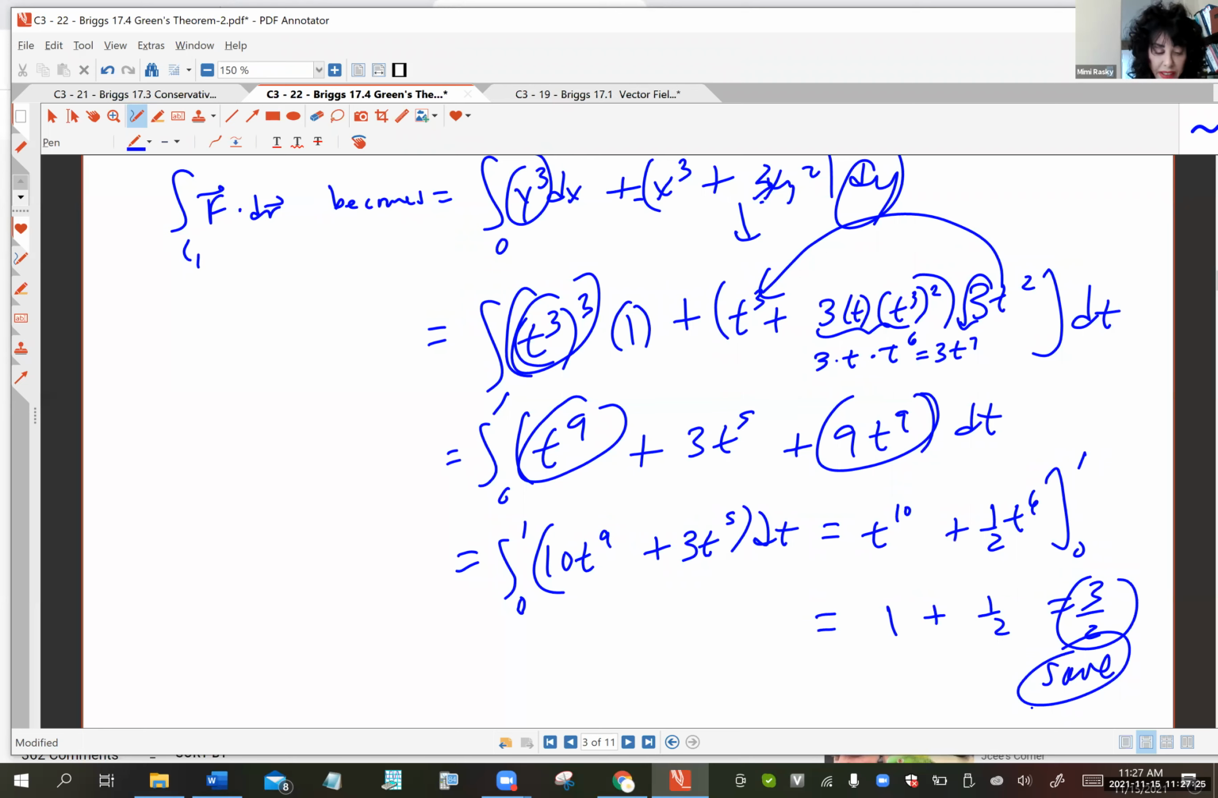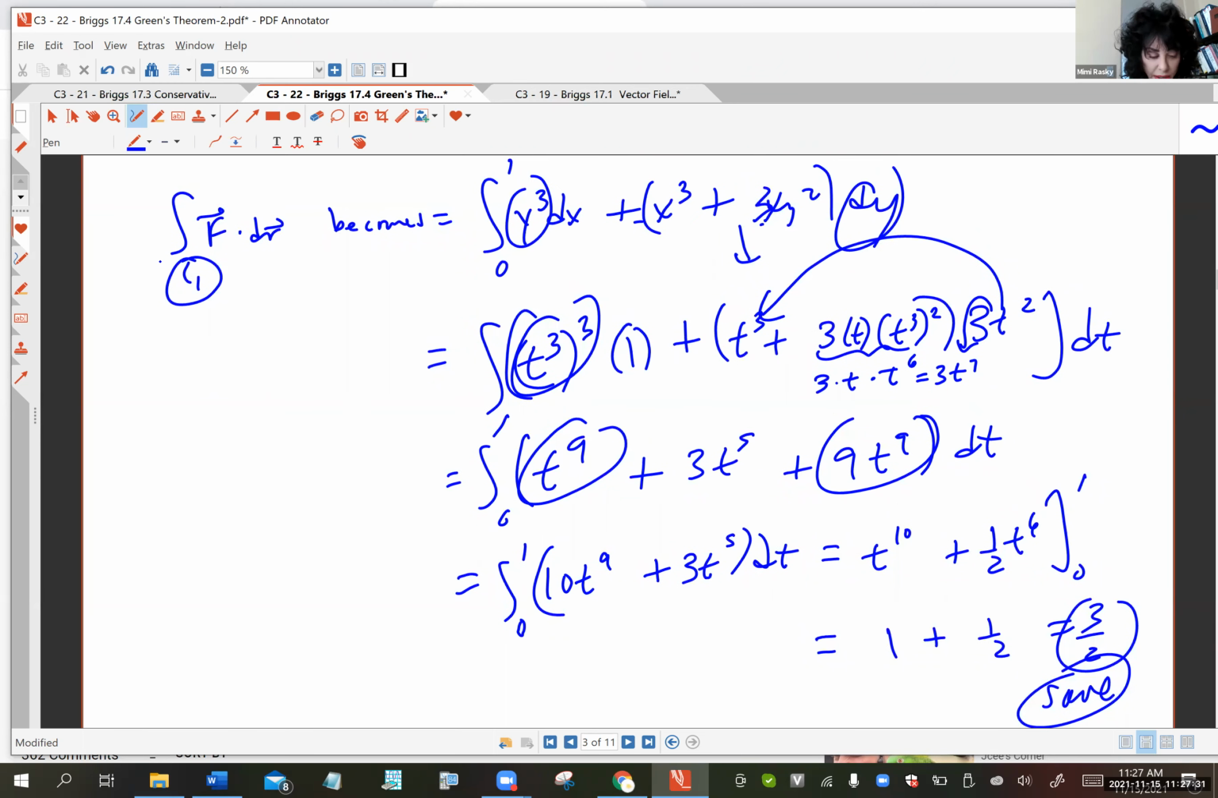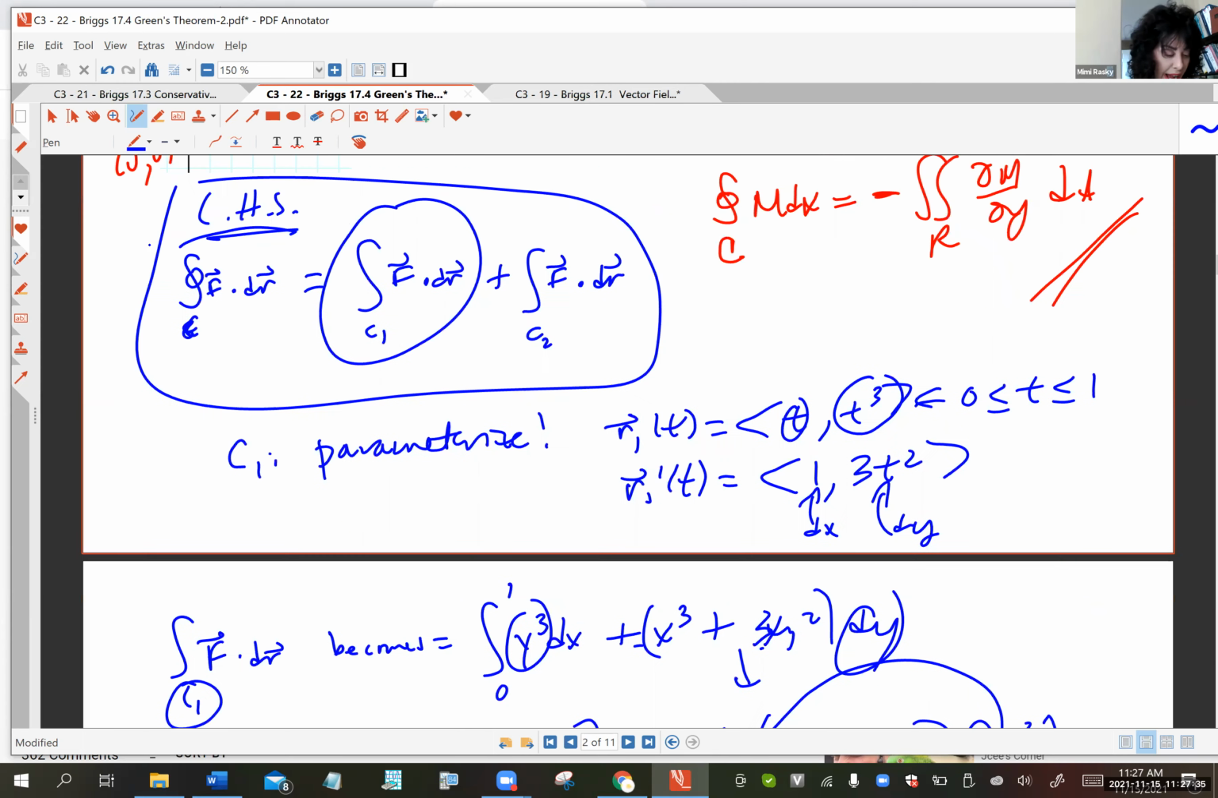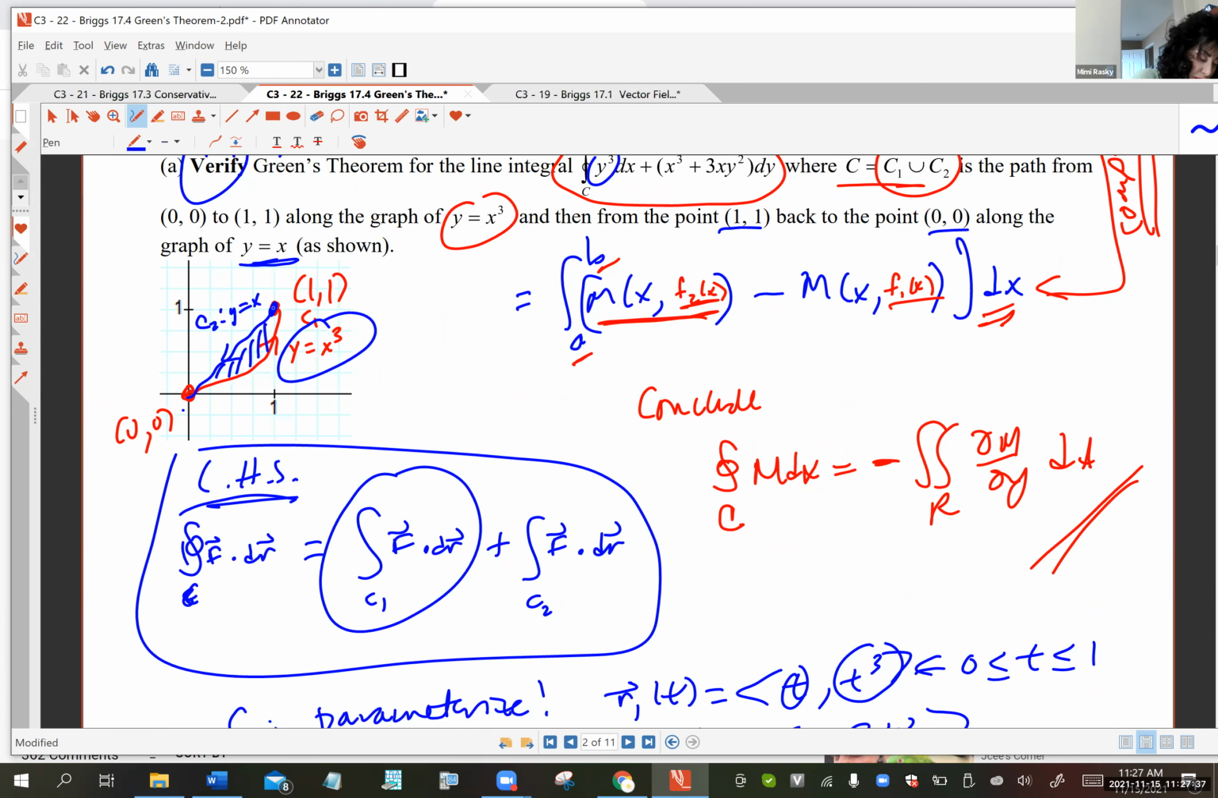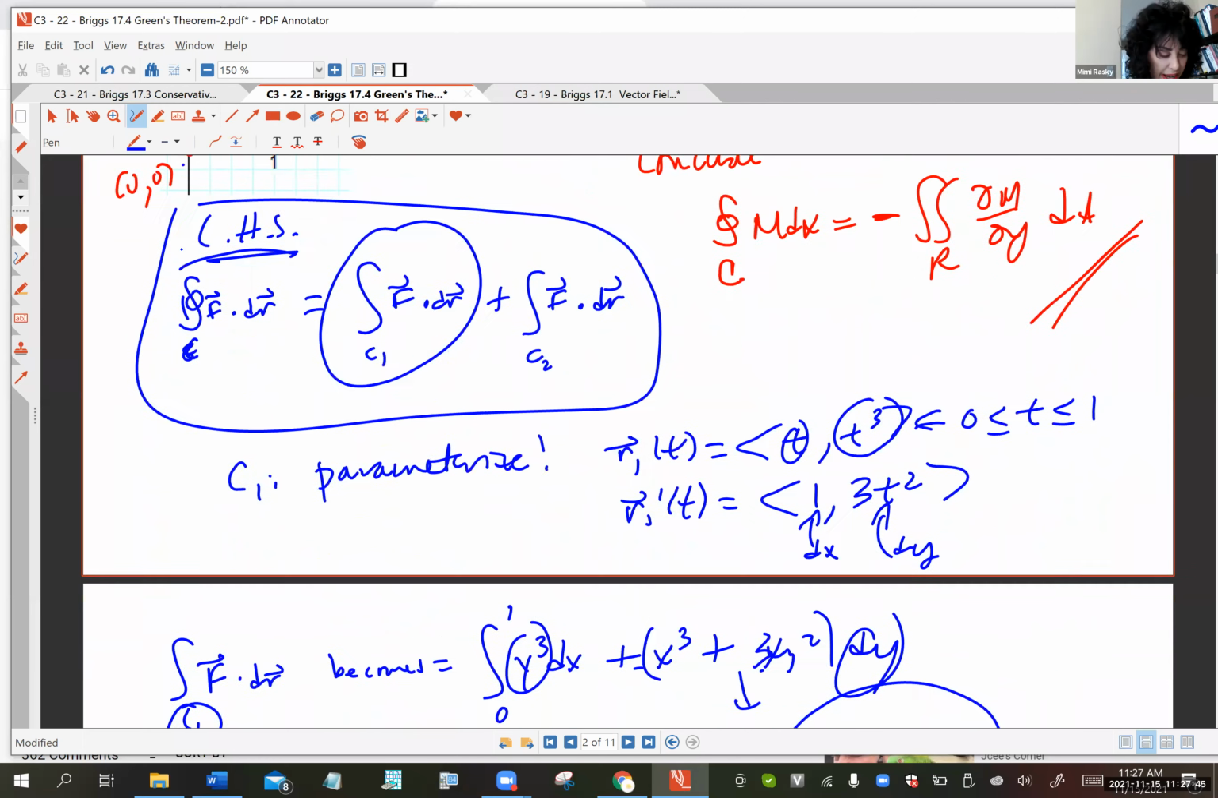How come I'm saving it? Because look, I'm only done doing the C1 portion of this brute force line integral. I still have to do the C2 portion. So we have to start here at 1, 1 and then end up at 0, 0 along the diagonal line y equals x.